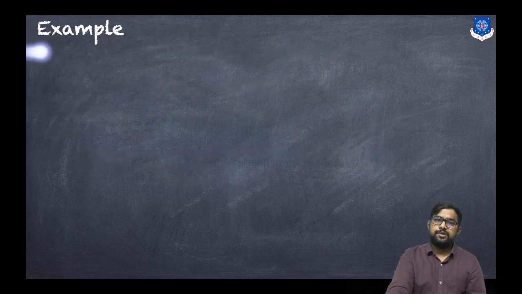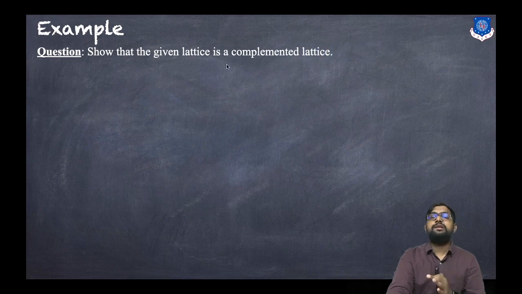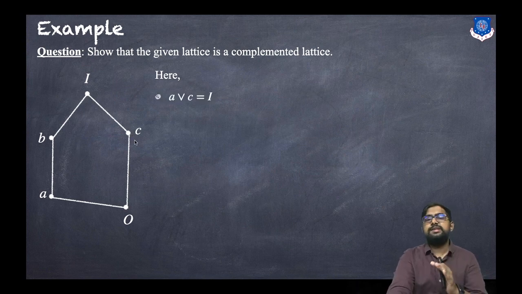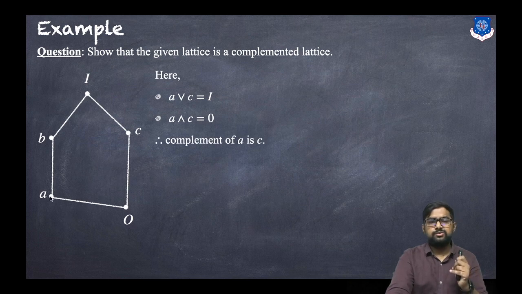Now let us discuss an example. The question is, show that the given lattice is a complemented lattice. For a complemented lattice, all we need to check is that it is bounded and that each and every element has a complement. Here, A or C means the least upper bound of A and C, that is I. And A and C means the greatest lower bound of A and C, that is 0. So therefore the complement of A is C. We are just checking those two conditions.